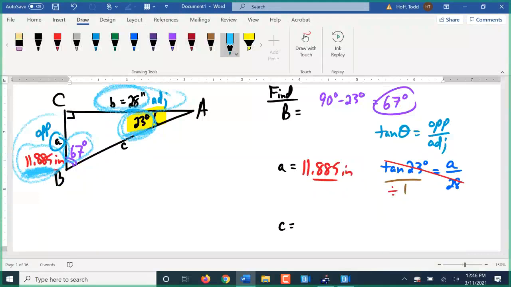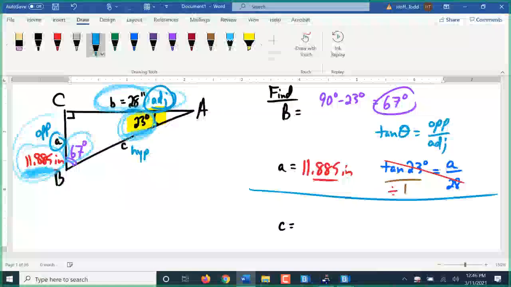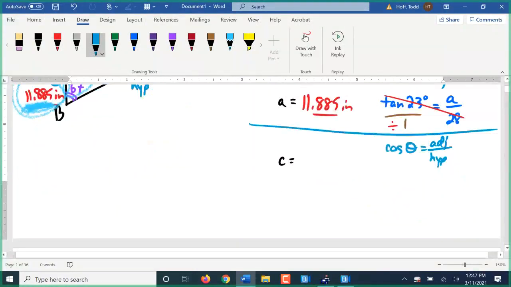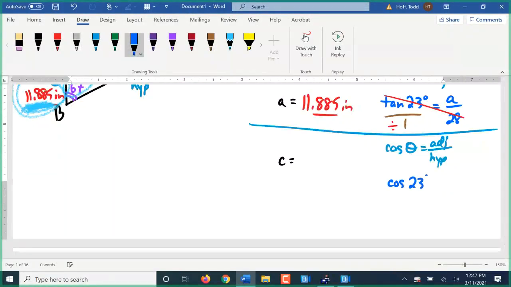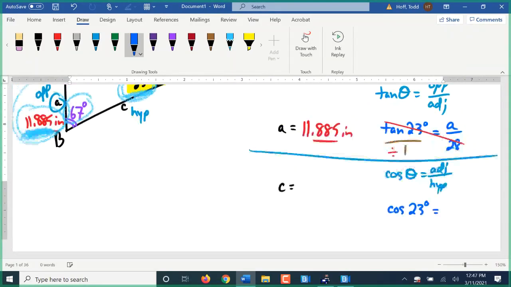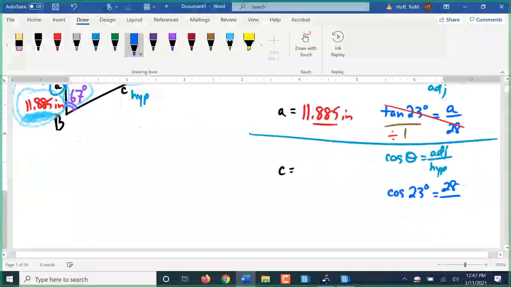Again, I am going to stick with trig functions so that I can use the information I'm given. Well, side C is the hypotenuse, and I'm still going to use side B as the side I'm given. So the adjacent side and the hypotenuse, the function that uses that is the cosine. Cosine of an angle equals the adjacent side divided by the hypotenuse. So I'm going to put in the angle, 23 degrees. The adjacent side is the 28 inches. And I'm trying to find the hypotenuse, the C.